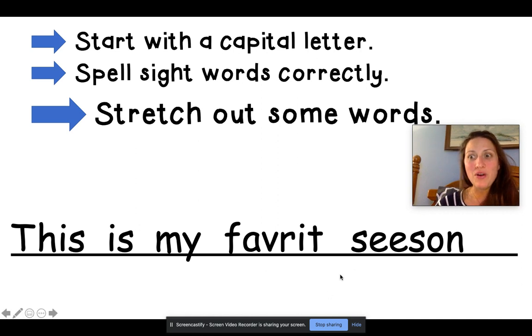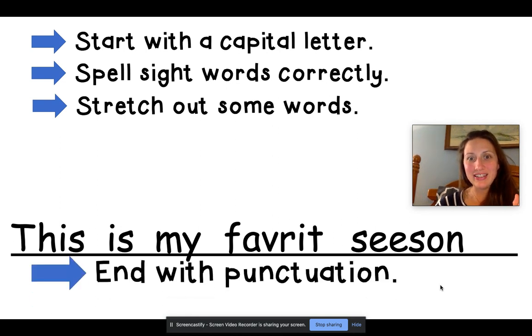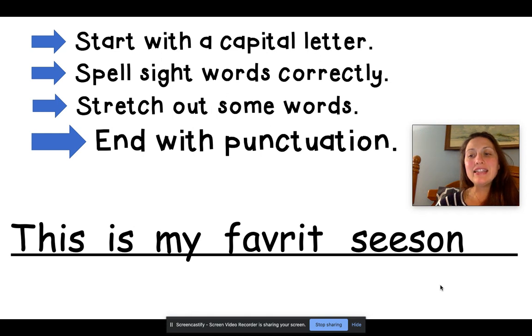Okay, I have one more very important rule I want to show you today. So the next rule and the last rule is end with punctuation. Please finish your sentence with punctuation. Now there are 3 kinds of punctuation. Most boys and girls know the period. That's one way to end a sentence. And here's my period. I'm going to add my period right there. There we go. This is my favorite season. Period. That's the end of my sentence.